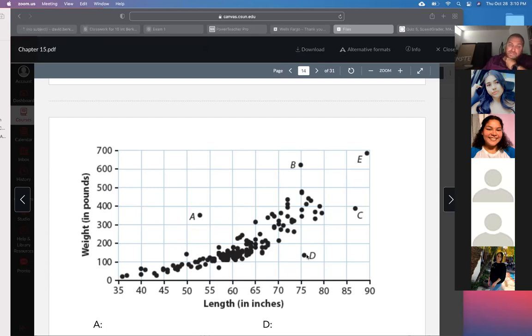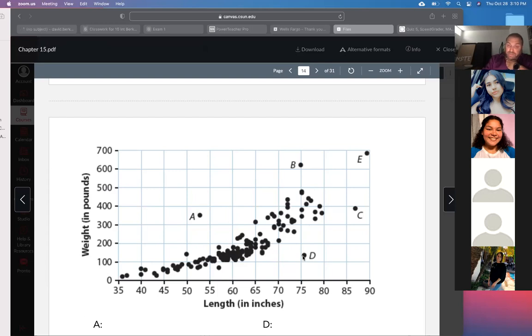Wait. Yeah. Both. Well, it's not an outlier when it comes to length. As far as its length is concerned, it's no different than these guys. And as far as weight is concerned, it's no different than these guys. Right? So it's not an outlier. It's like A, right? It's not an outlier for either separately, but it is an outlier when you consider them together.